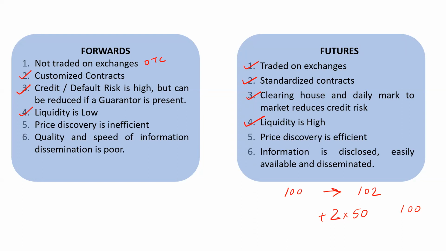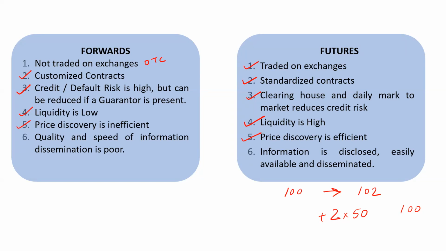Prices are not readily available in the forward contracts. You have to decide on the price at which you have to undertake the contract. But on the other hand, in the futures market, the price is set by the market on the forces of demand and supply. So prices are readily available, and price discovery wise, the futures contract is very efficient.